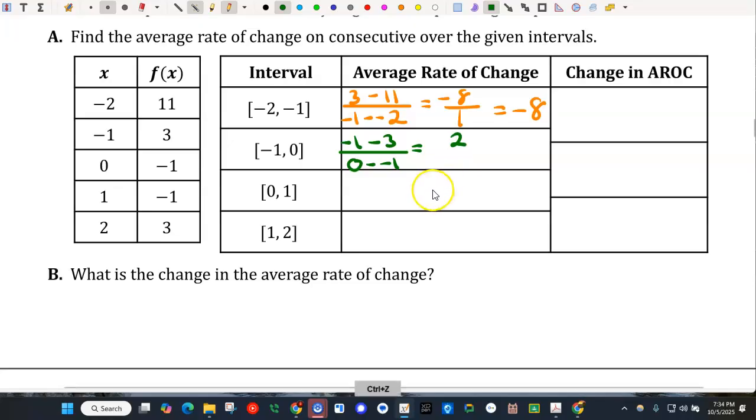No, we don't. We don't have 2. We have negative 4 over 1, so that equals negative 4. So notice how these are not the same. All right.